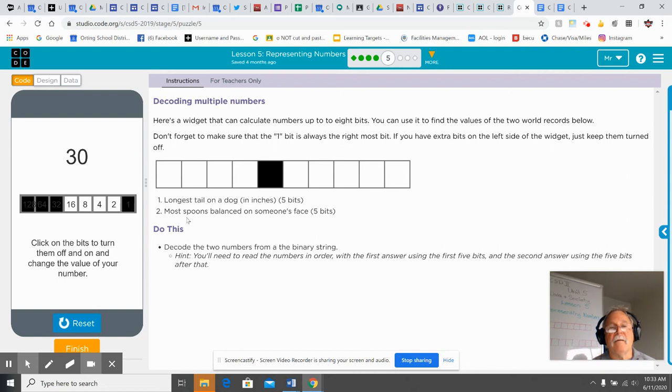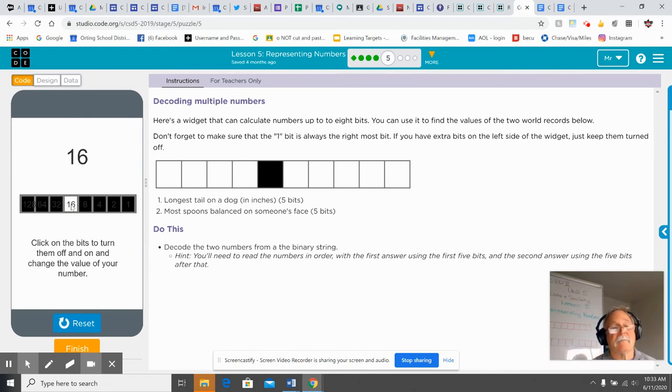Okay, and then we look at most spoons balanced on someone's face, 5 bits. So let's reset that. Now we go to 5 bits. Here we go, 1, 2, 3, 4, 5. So we're going to start with this number. By the way, what was the answer to that? It was 31. All right, so we look at 16 again, because we always start with the farthest one up.